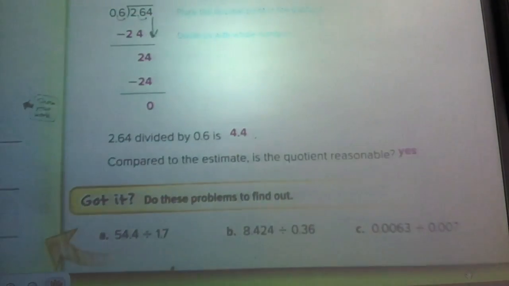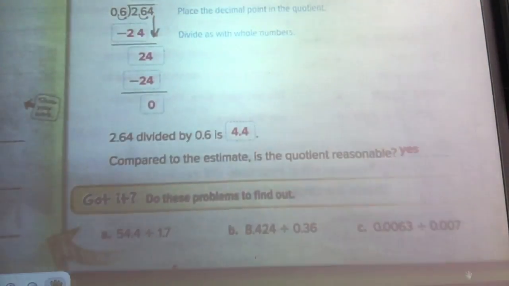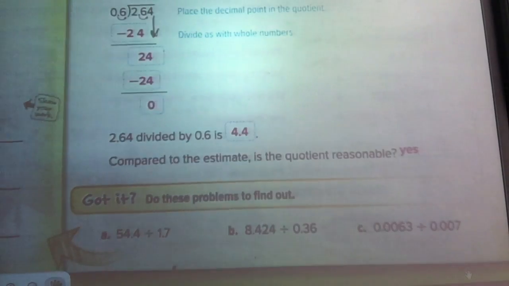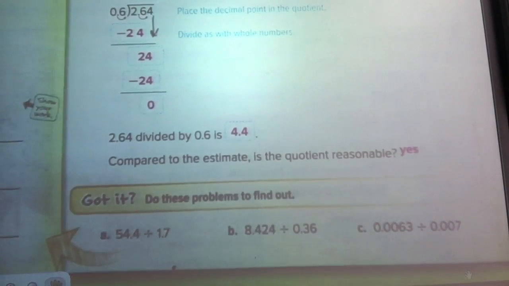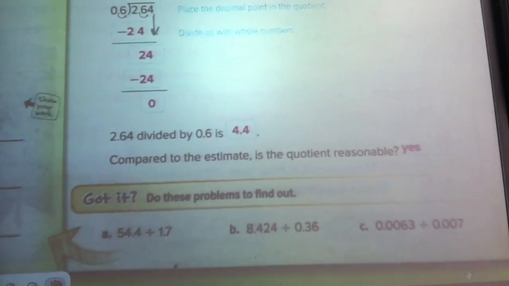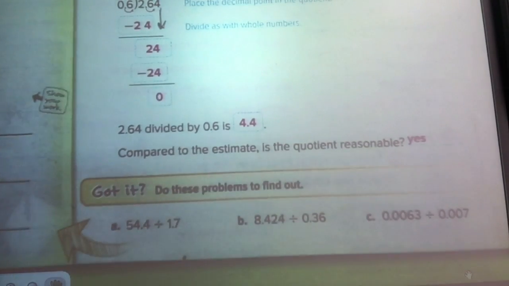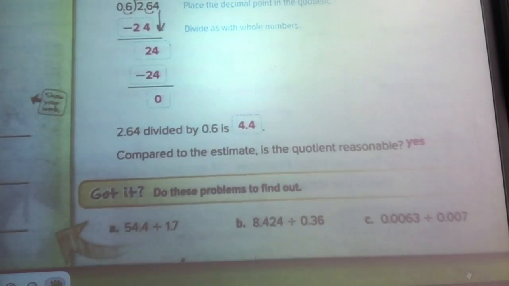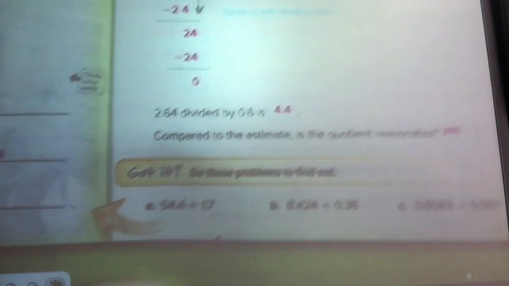So again, we just brought this decimal straight up. That's all we had to do. So 2.64 divided by 0.6 is 4.4. Compared to the estimate, is this quotient reasonable? Yes. All right, I want you to try the Got It problems on your own down here, and I'm going to be giving you the answers to those in 5, 4, 3, 2, 1.